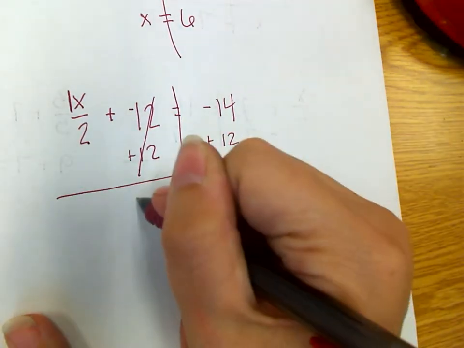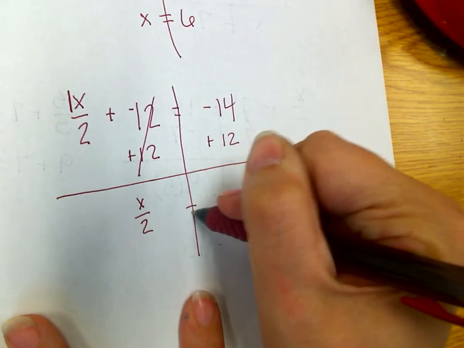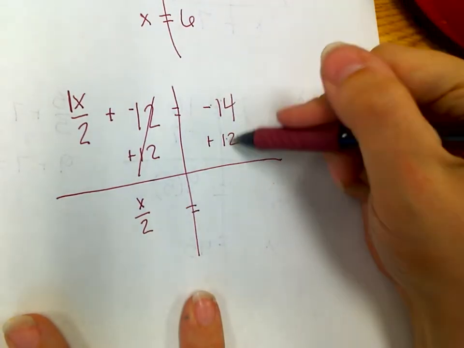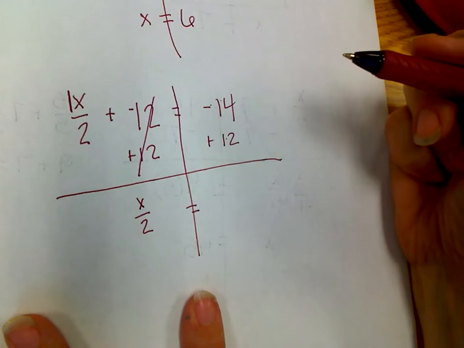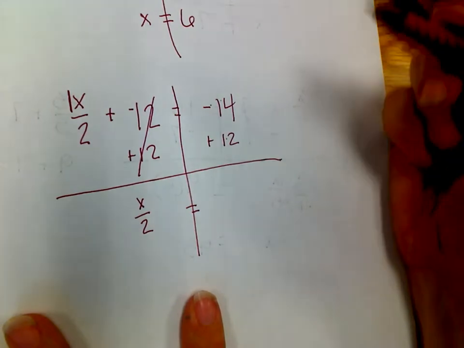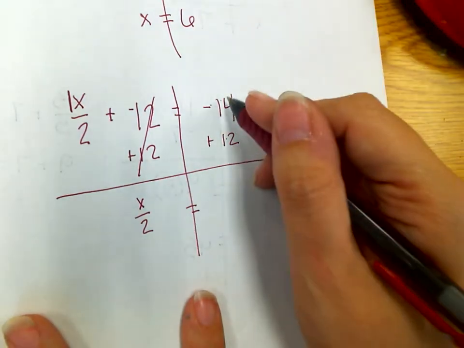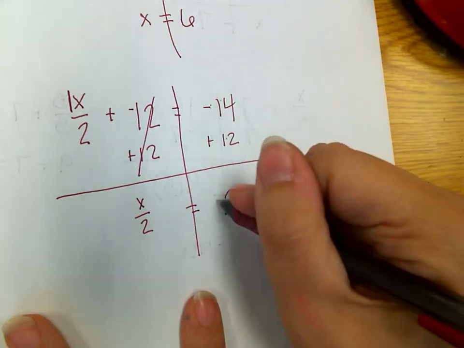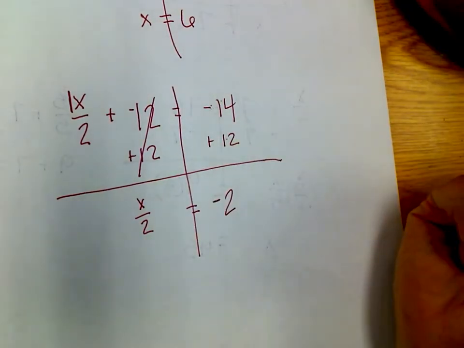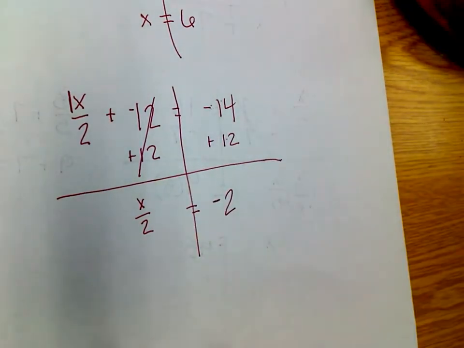So that's going to leave me x over 2 equals, these are different signs, and if I'm adding them with different signs, I really subtract and take the sign of the bigger absolute value. So that's 14 minus 12 is 2, and my bigger one is the negative, so that's negative 2. So now I'm saying x divided by 2 equals negative 2.